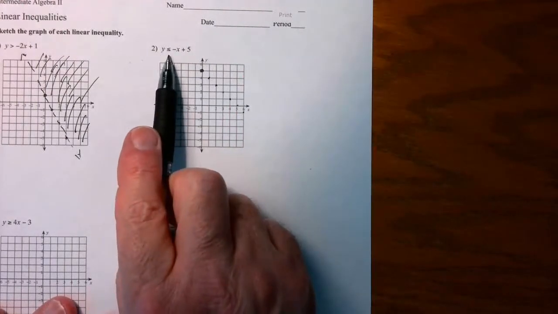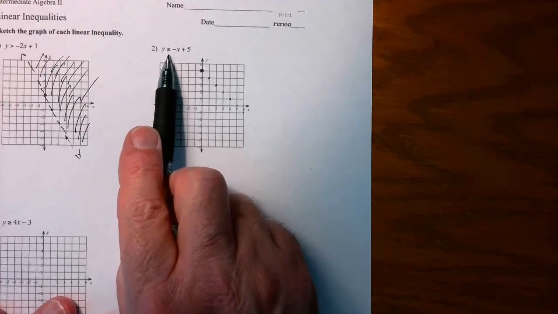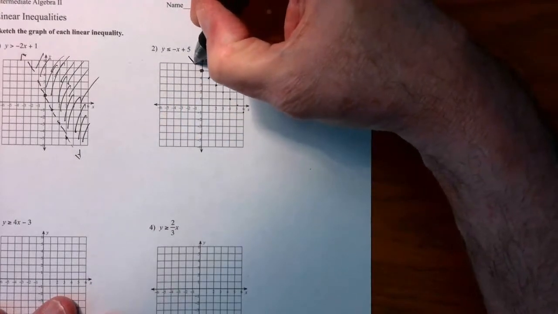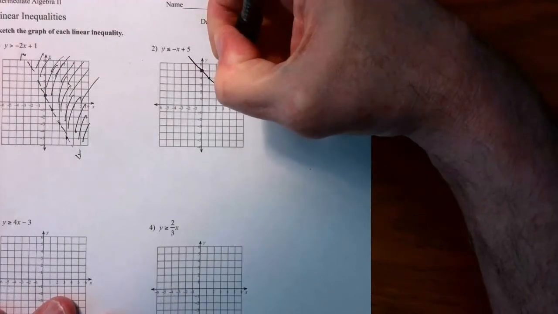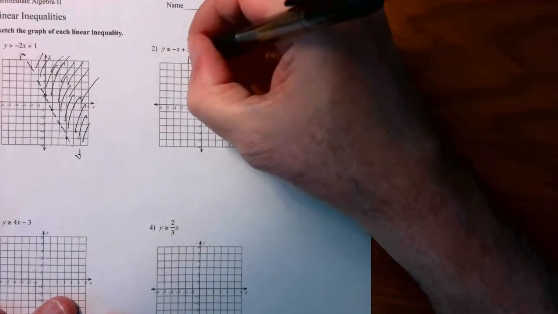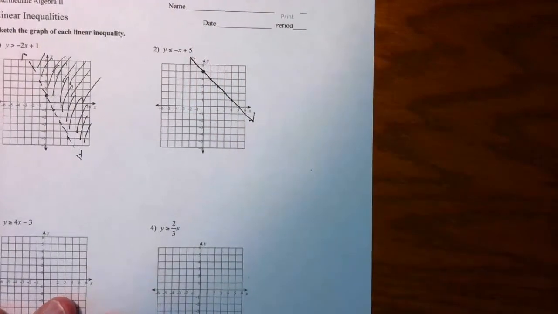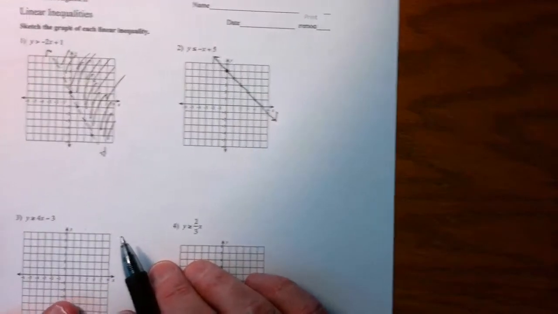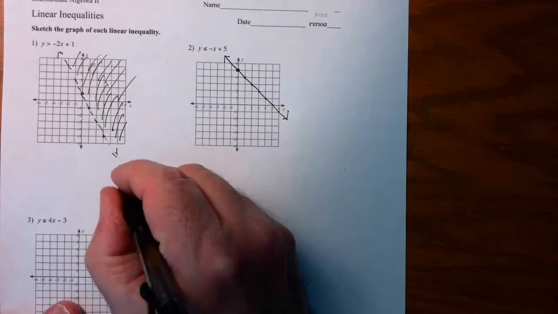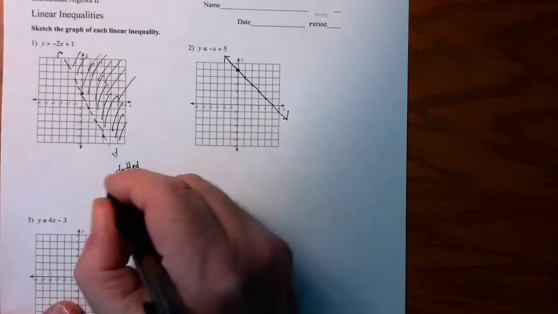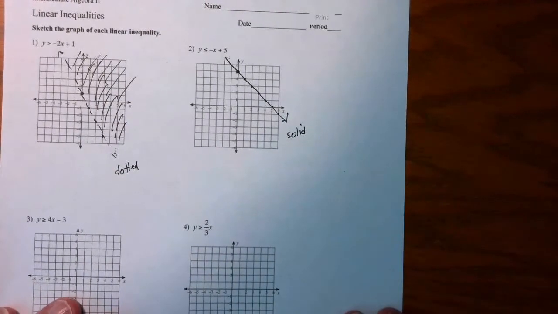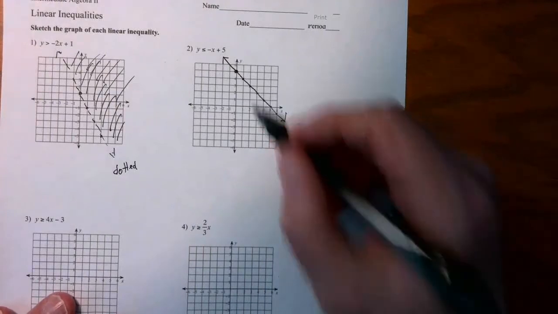Now, this says y less than or equal to, so this is a solid line. It includes the line, so just draw a solid line, like that. And guys, sometimes it might be a little hard to determine if it's dotted or solid. You can just write your answer, like dotted, or solid, just to determine that.